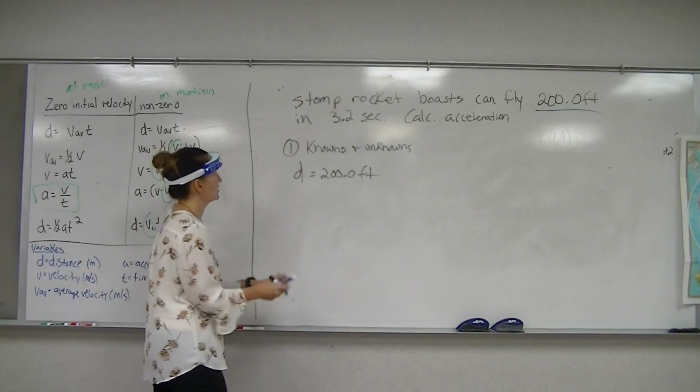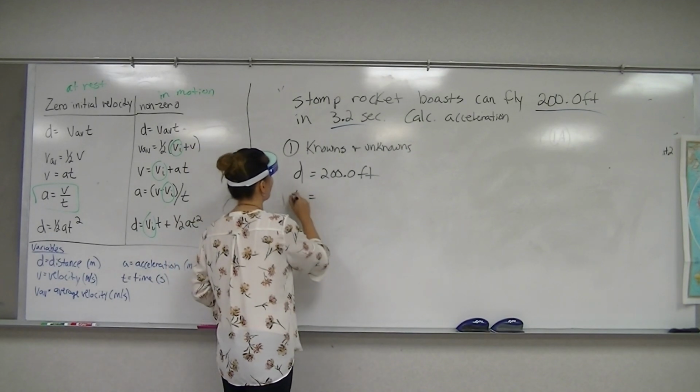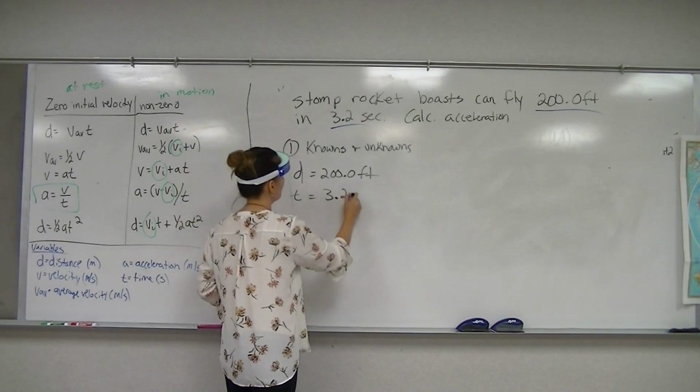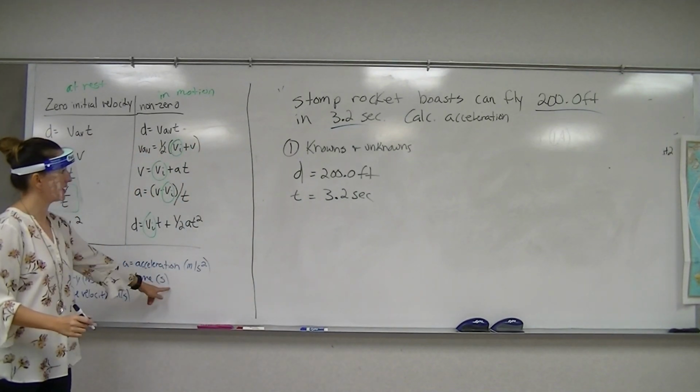Second piece of information, time. Seconds is always a time, and that's already in the units we want. If we're not sure, we can always just check. Time needs to be in seconds. Good there.